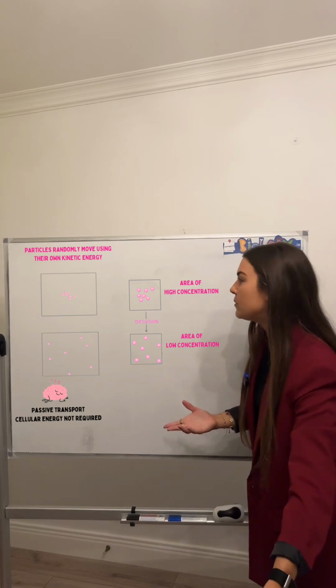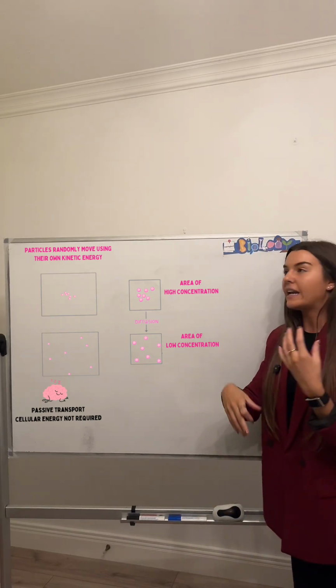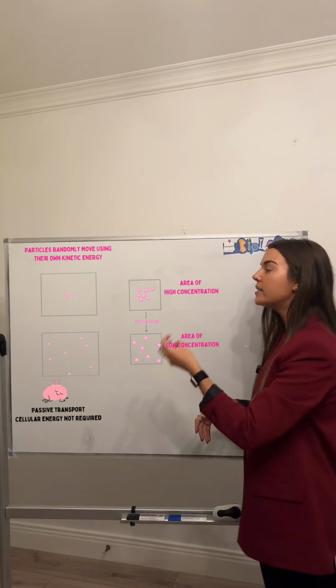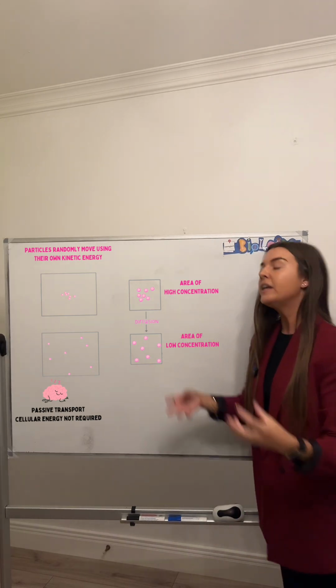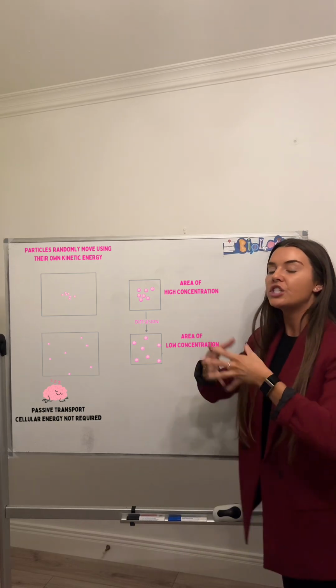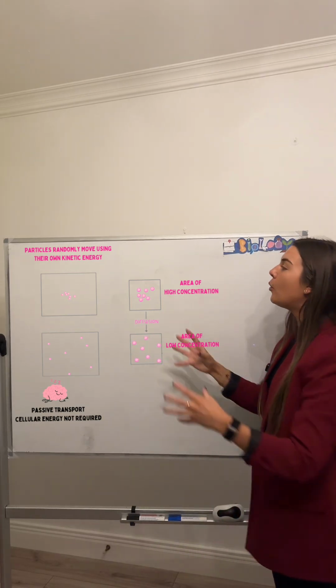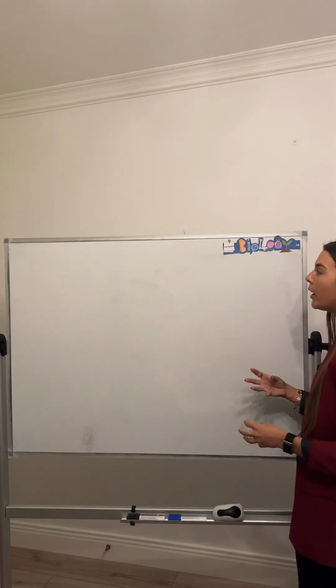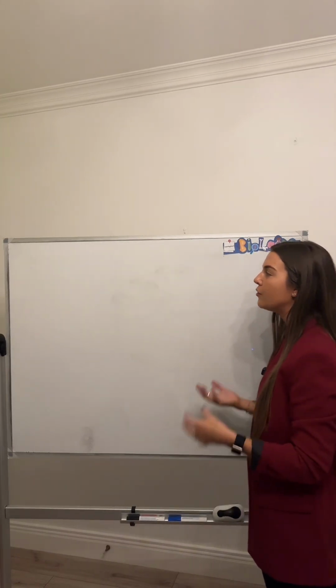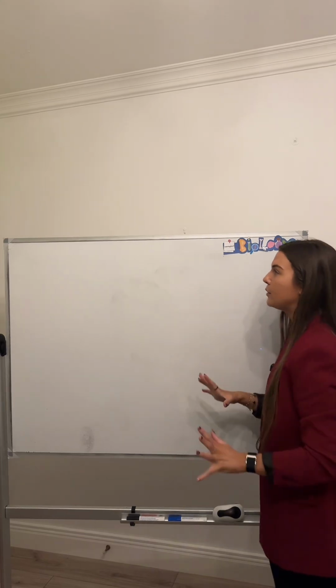So examples of this would be perfume, or we can have diffusion in gases or liquids. So for example, food coloring diffuses from high concentration to low concentration. No external energy is required. Particles randomly move. Okay, so that's diffusion.